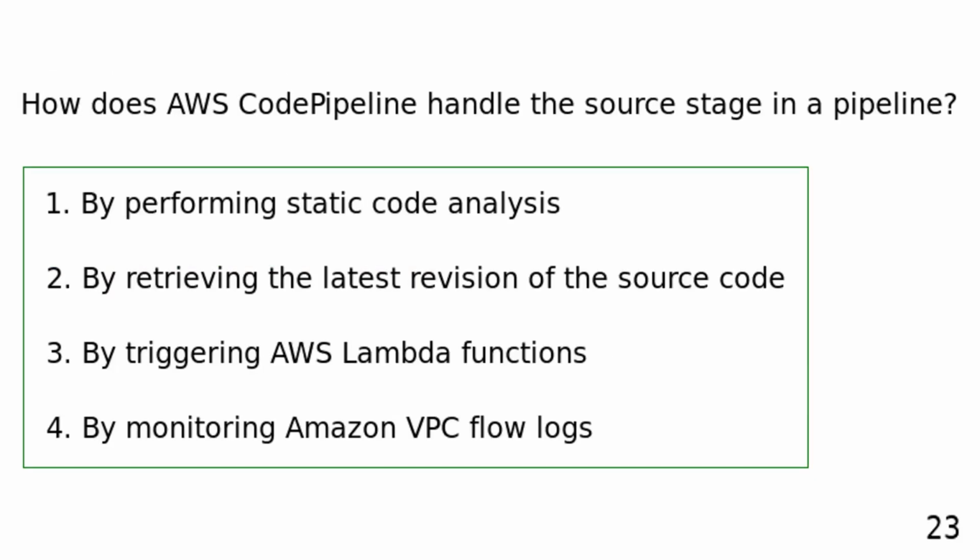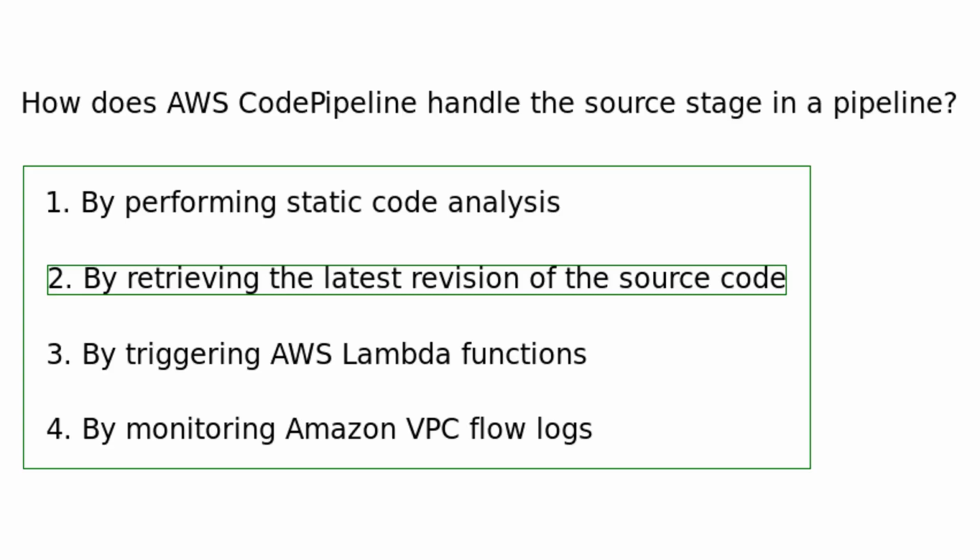How does AWS CodePipeline handle the source stage in a pipeline? By performing static code analysis. By retrieving the latest revision of the source code. By triggering AWS Lambda functions. By monitoring Amazon VPC flow logs. AWS CodePipeline handles the source stage by retrieving the latest revision of the source code from the configured source provider.